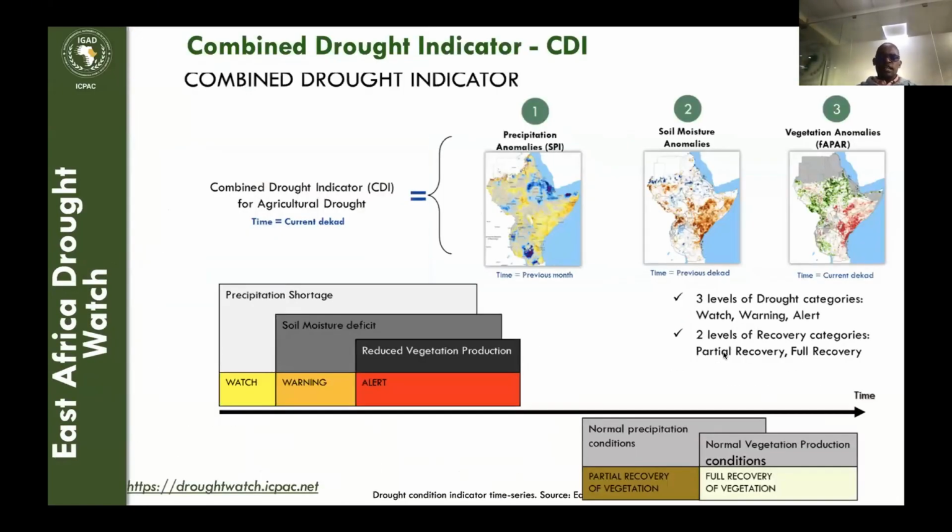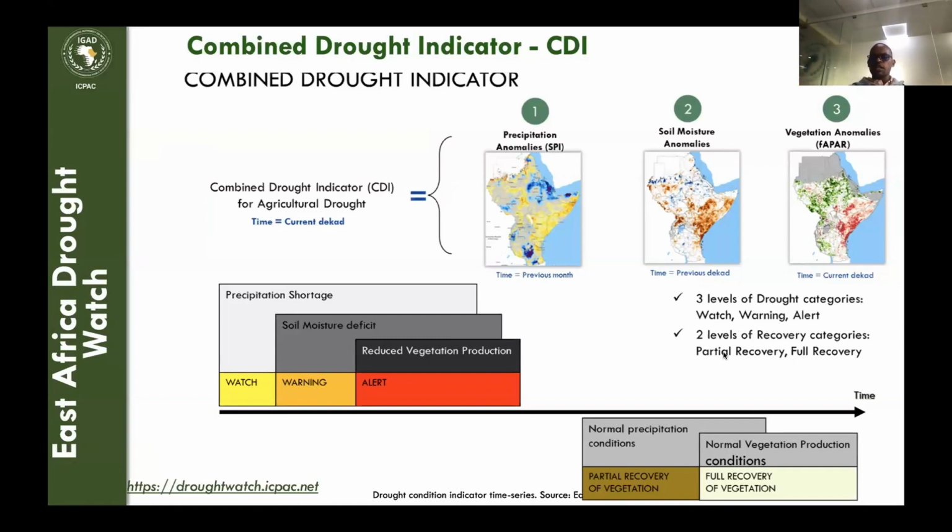This is the central indicator that we use for drought monitoring. We call it the combined drought indicator. From the screen, this is the method that is used to derive this indicator. First you start with anomalies in precipitation. From these anomalies, you take areas with dry conditions, and that gives you areas that you're supposed to watch. That is, areas that are likely drying or have dried.